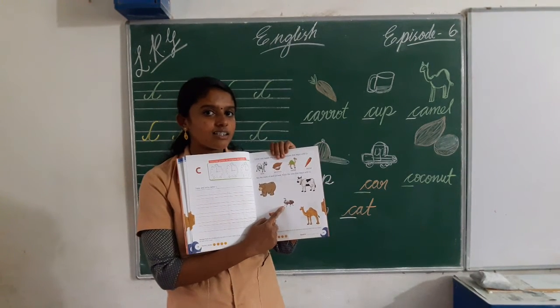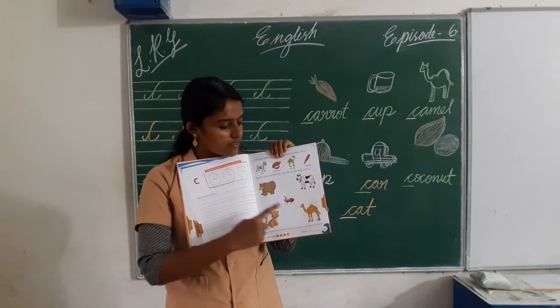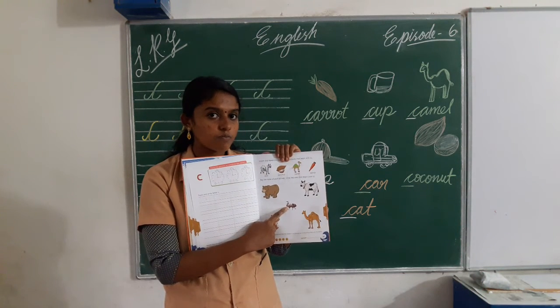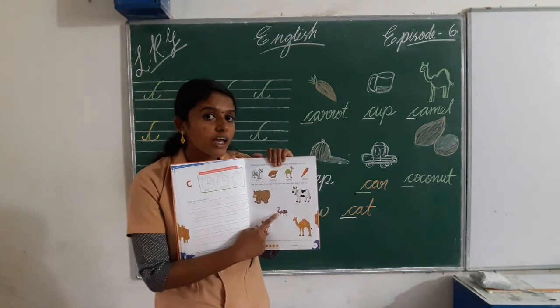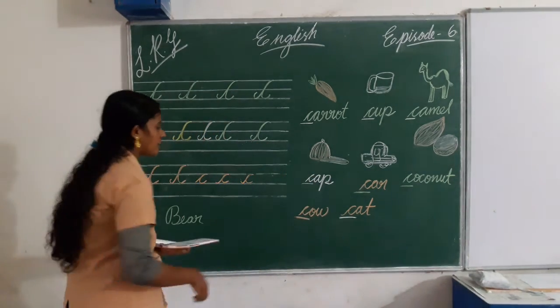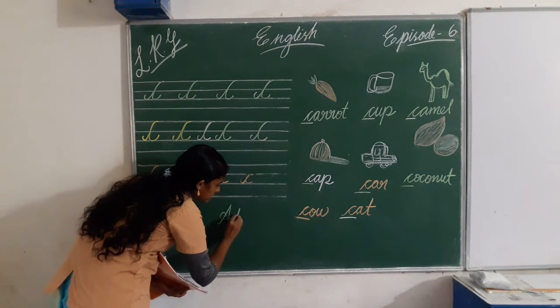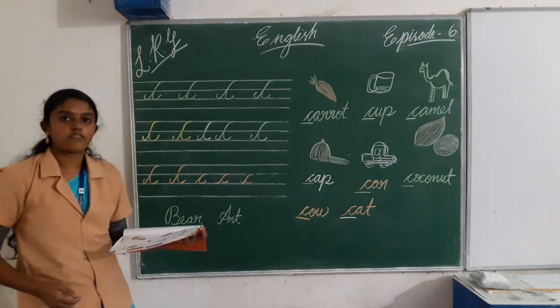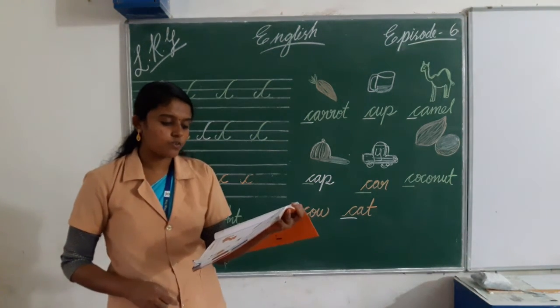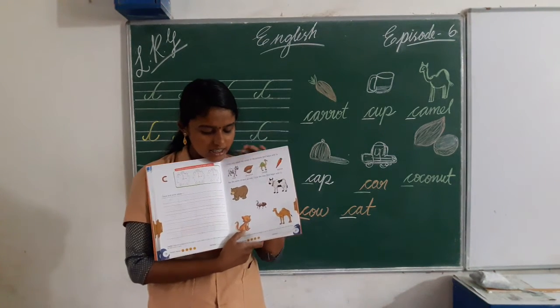What is this? In previous class, in first chapter we have learned. A for ant. A-N-T. Ant. A for ant. Next, what is this?